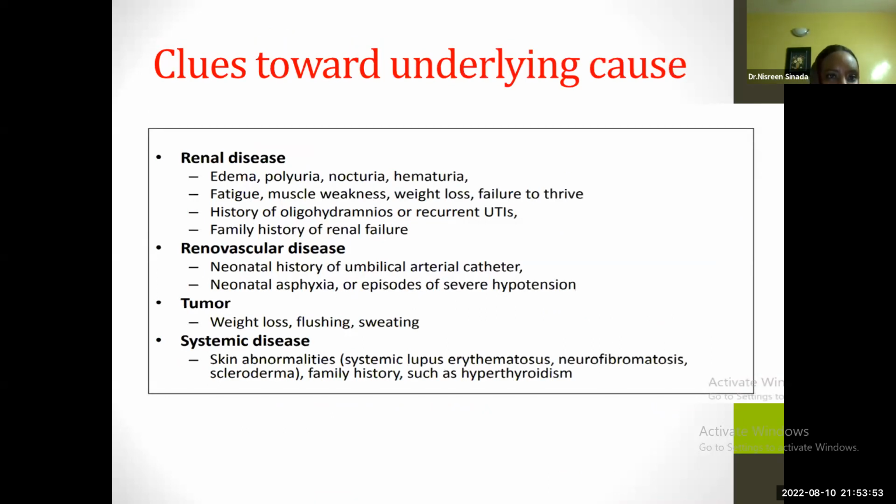Clues towards renal disease can be edema, polyuria, nocturia, hematuria, fatigue, muscle weakness, failure to thrive, history of oligohydramnios, and family history of renal disease. Also for renovascular disease, you should ask, as I said, about umbilical artery catheter, neonatal asphyxia, episode of severe hypotension. And for tumor, you should ask about weight loss, flushing, and sweating. And don't forget the skin abnormalities in systemic lupus erythematosus, neurofibromatosis, and scleroderma, and family history such as hyperthyroidism.